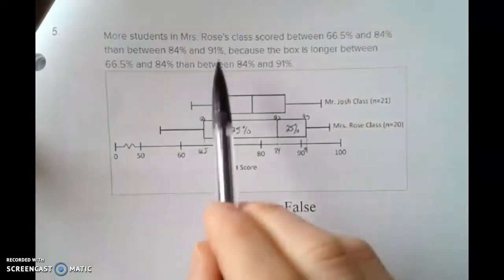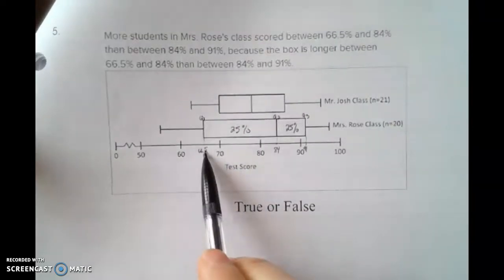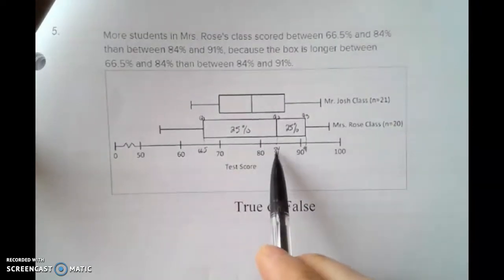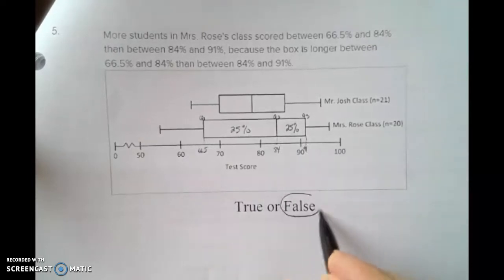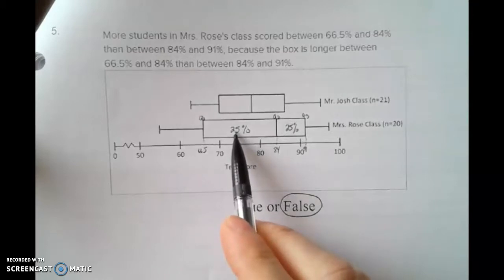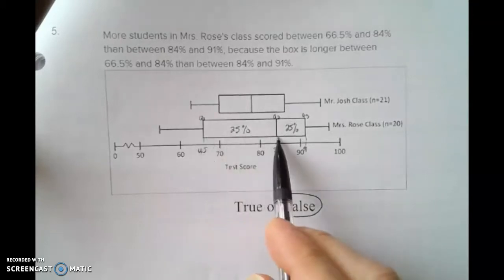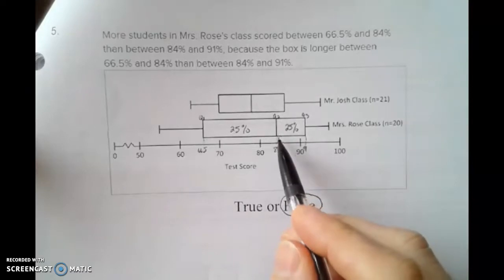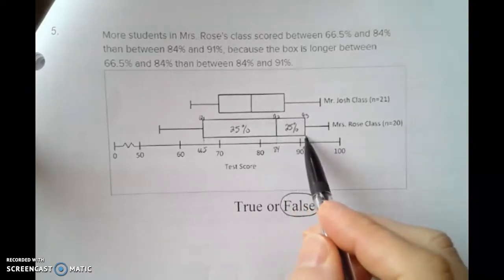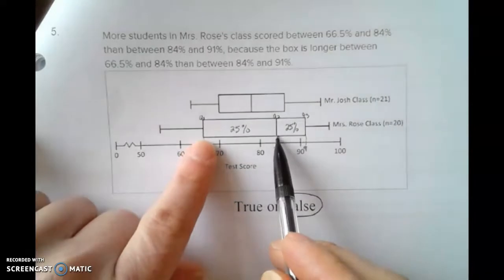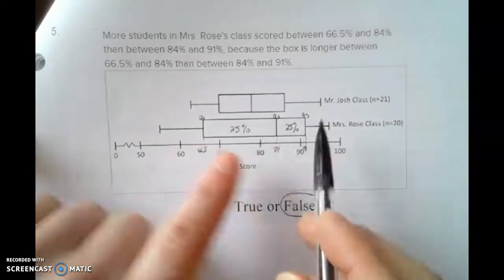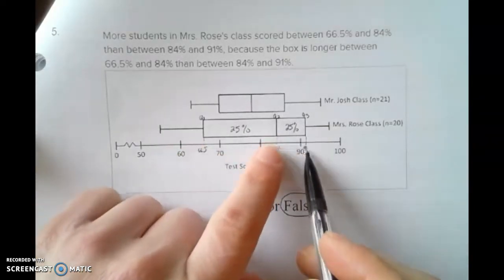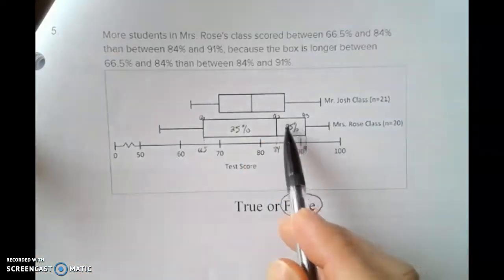So did more students score between 66.5 and 84 than between 84 and 91? Well, no, that's a false statement. 25% of the students scored between 66.5 and 84, and 25% of the students scored between 84 and 91. Just because this range is bigger doesn't mean that there's more scores in there. The same amount of students scored in this range that scored in this range. This is a smaller range, but it still contains the same amount of students.